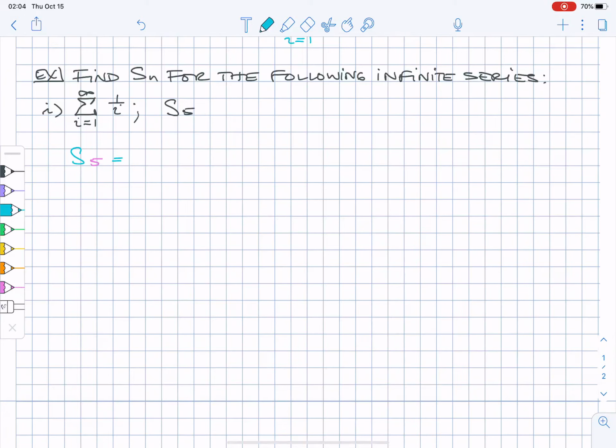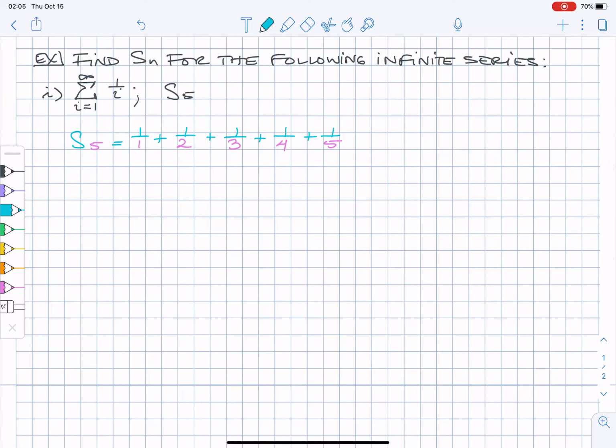So I claim that that's going to be 1 over 1, because my index starts counting at 1, plus 1 over 2, plus 1 over 3, plus 1 over 4, and finally plus 1 over 5. So notice I've just plugged in index into the denominator here and counted from 1 all the way up to 5. So what do we have here? The common denominator is going to be, of course, 5 times 4 times 3 times 2 times 1. I believe that's 5 factorial.